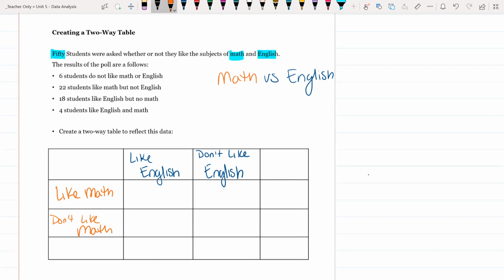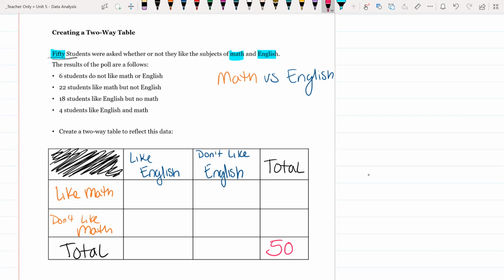And these last columns are always our totals. These last ones are always our totals. And this box isn't going to be filled in, so you can just ignore that box. Okay, so we know how many students altogether. Well, there were 50 students surveyed, so I'm going to plug that in. We know that there's a total of 50.